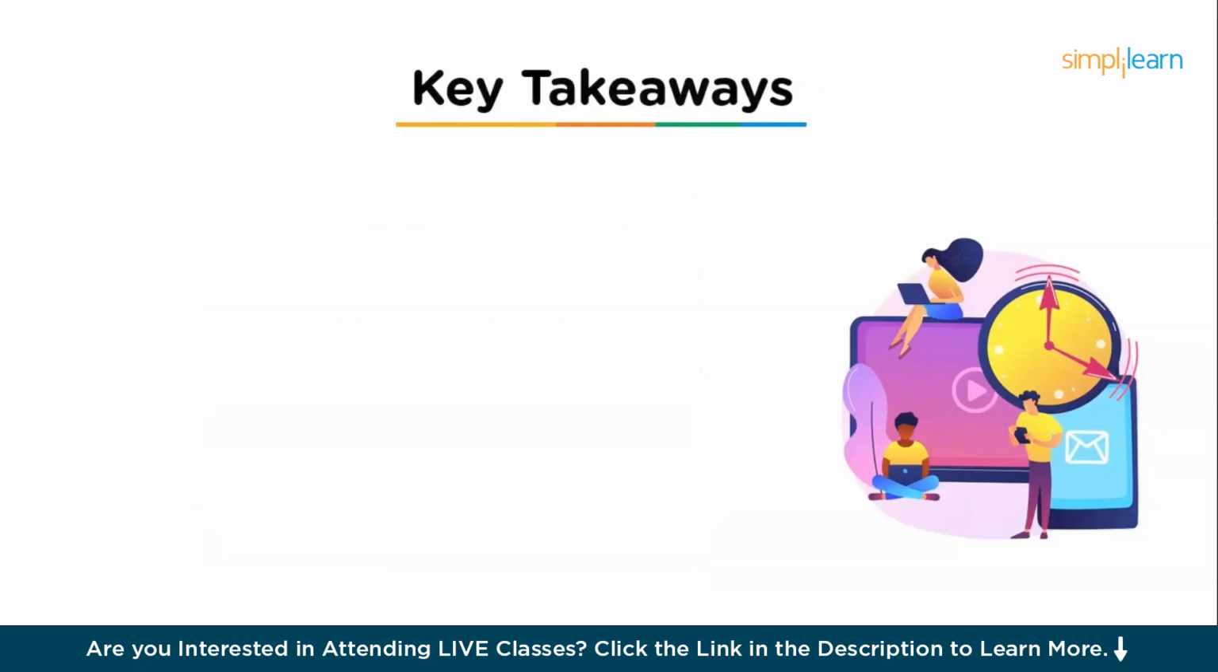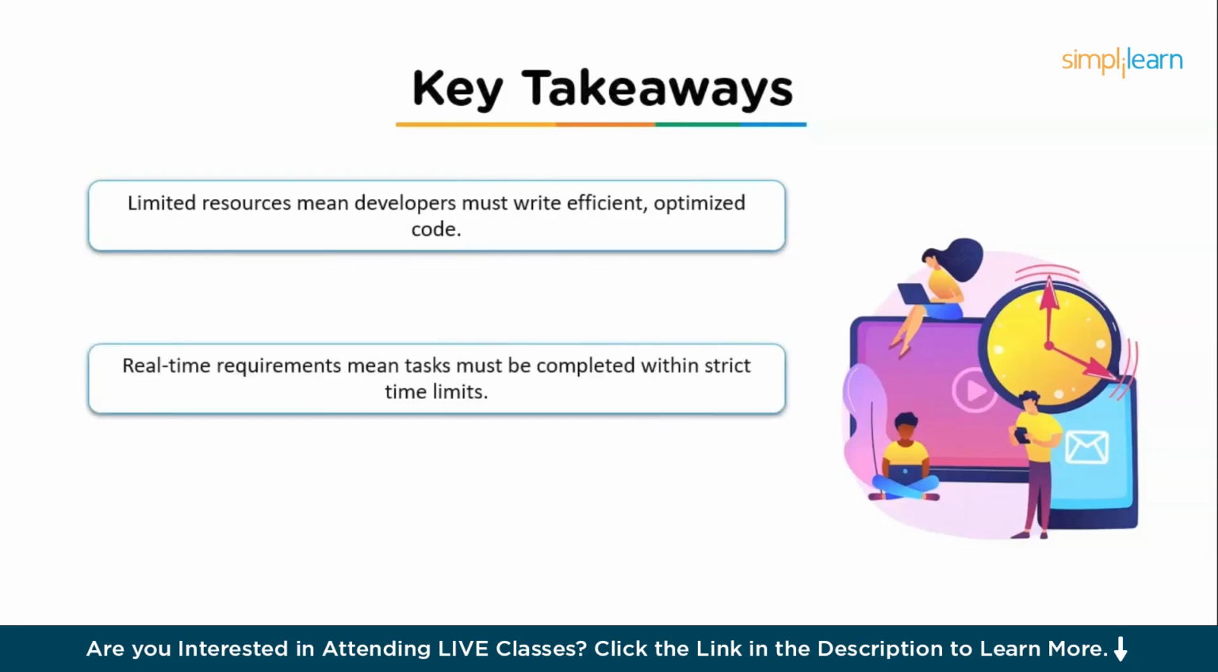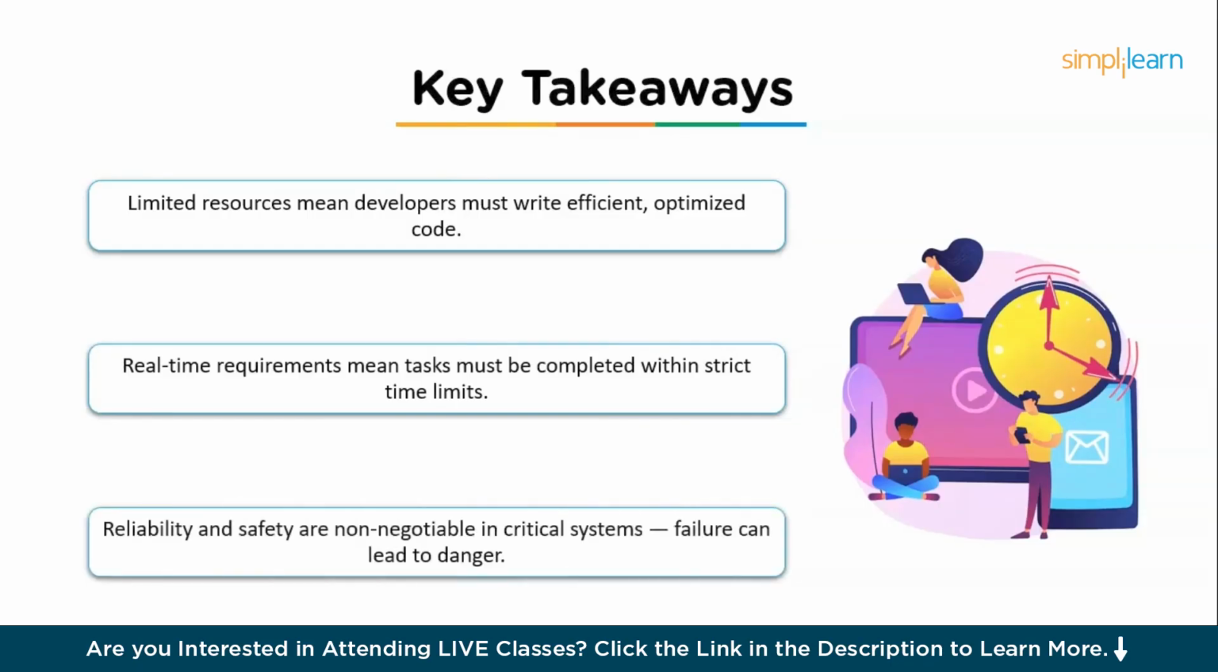Let's now have a recap of what we have learned. Let's quickly summarize. The first one is, limited resources mean developers must write efficient, optimized code. Then we have real-time requirements, which mean tasks must be completed within strict time limits. Then we have reliability and safety, which are non-negotiable. In critical systems, failure can lead to danger. Overcoming these challenges is what makes embedded systems both complex and exciting. So let's move on to the next module.